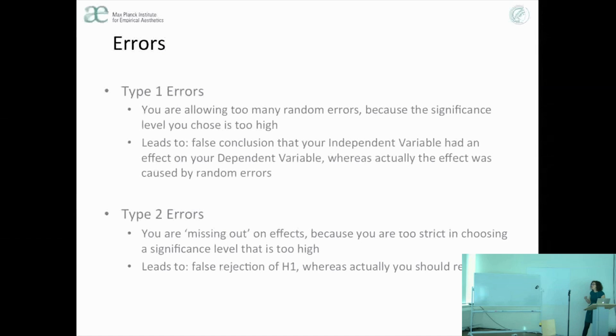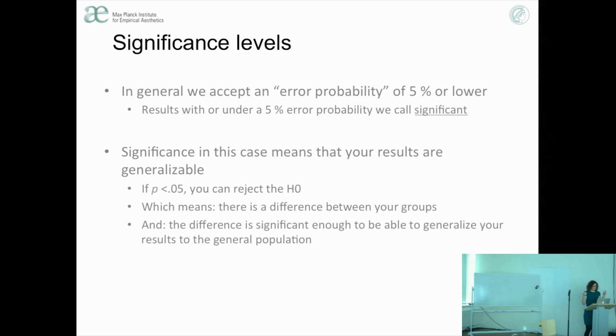Type 1 errors lead you to falsely conclude that your independent variable had an effect on your dependent variable, whereas actually the effect was caused by random errors. Type 2 errors lead you to falsely reject H1, whereas actually you should have rejected H0. So you have to be aware of these risks in the choice that you make in terms of significance level. To avoid these types of errors, luckily there is a general unspoken consensus, and that is that we work with an error probability or significance level under 0.05. That's the most often used significance level.